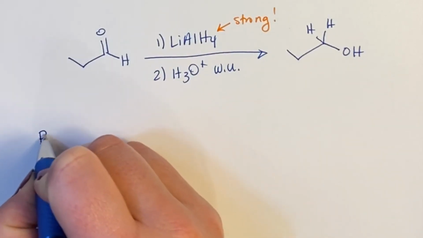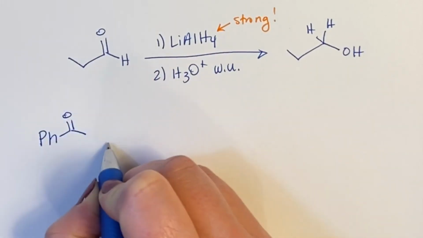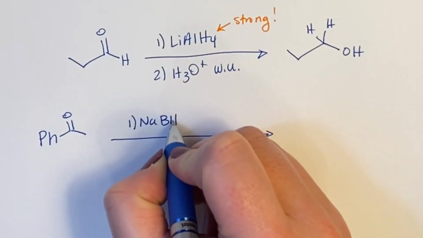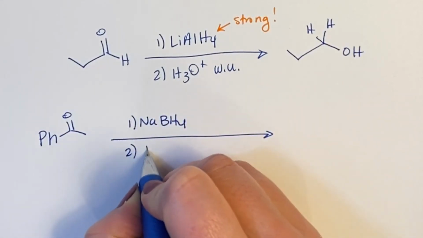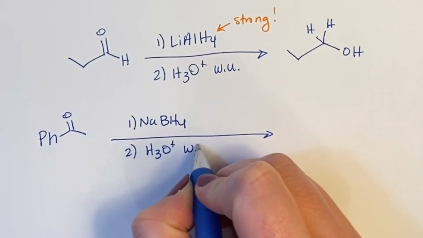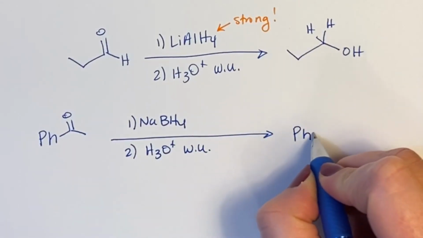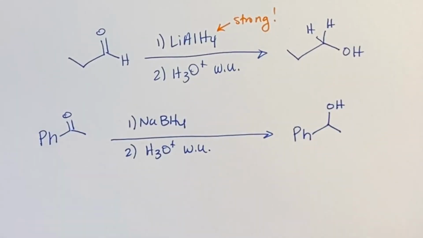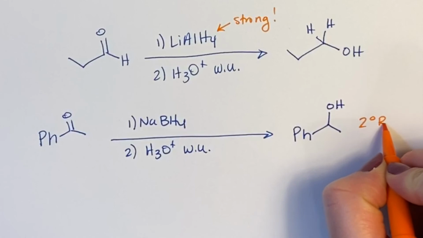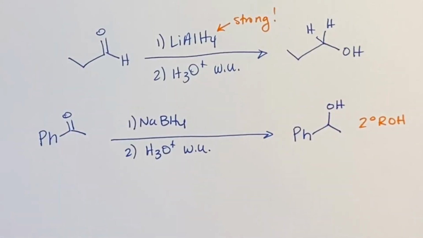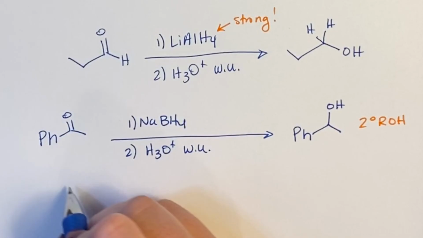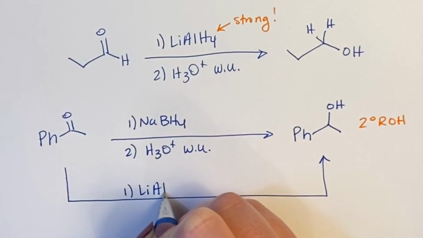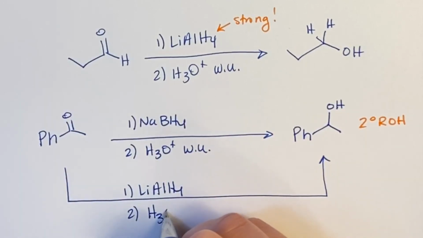If I have a ketone like this one here, I can treat this ketone with sodium borohydride, my weaker reducing agent, followed by an acid workup, and the product that I get out of that reaction is a secondary alcohol. So my ketone allows me to make a secondary alcohol through its reduction. I can accomplish this same reduction using lithium aluminum hydride, followed by an acid workup.